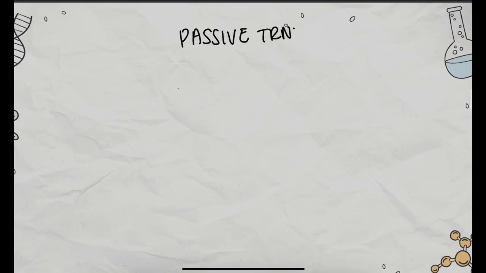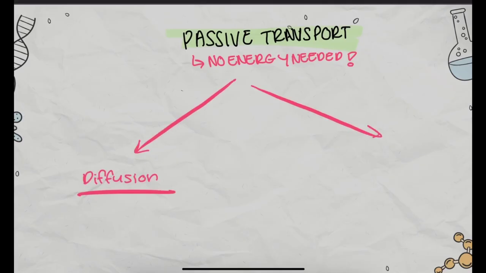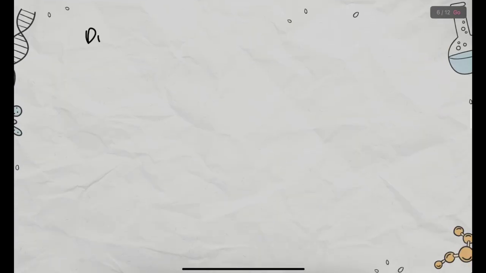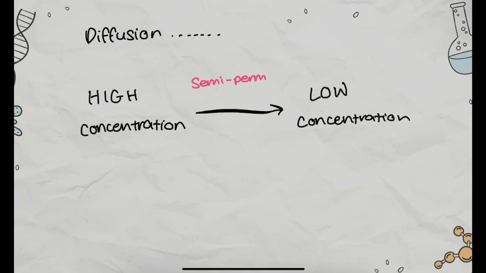Today, we're going to go through the ways of passive transport, meaning that these processes require no energy at all. The two ways are through diffusion and osmosis. So, diffusion is ultimately just the movement of molecules from an area of high concentration to an area of low concentration, leading to an equilibrium between both the cell and the external environment.